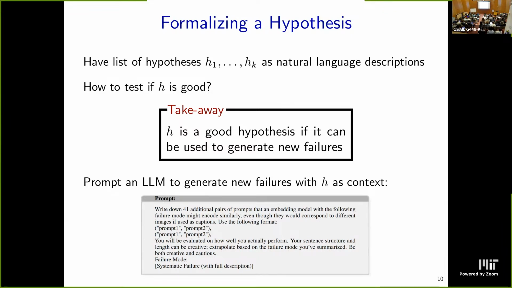Also, humans might figure out what the task is about. But with language models, every time you give them a new example, you can erase all of their previous context so that each example is kind of fresh. The only way to figure out what the task is about is actually by looking at H. So we basically do this. We prompt a large language model to generate new failures with H as context. So this prompt, sorry that it's again a bit small, but basically we say, write down a bunch of pairs of prompts that an embedding model with the following failure mode might encode similarly, even though they would correspond to different images if used as captions. Then we tell it to use the following format, right?